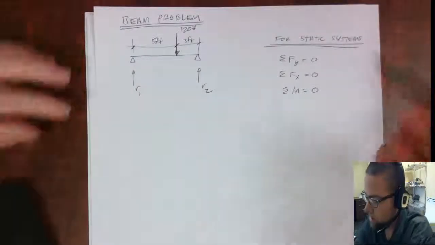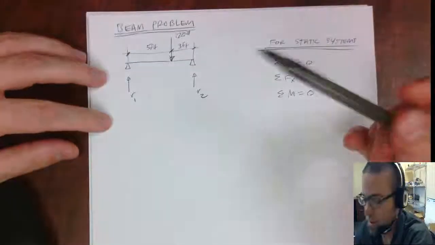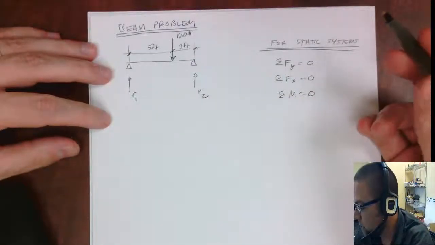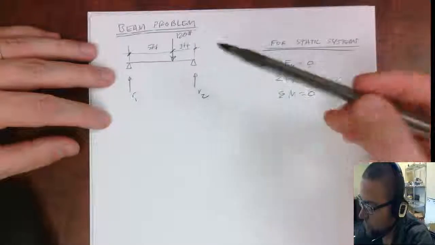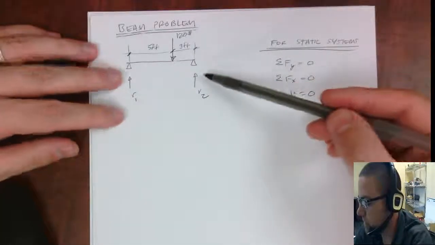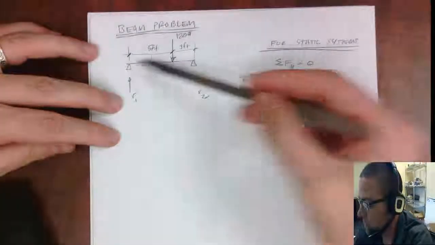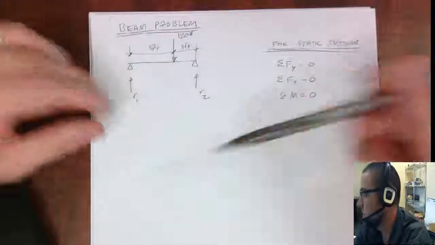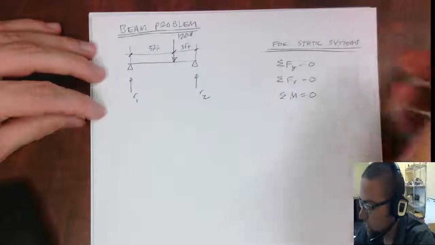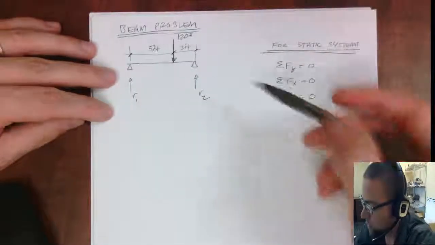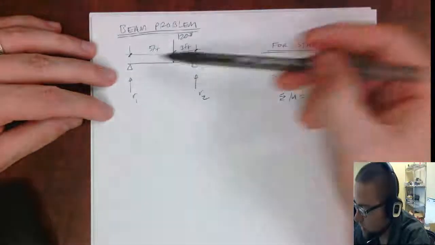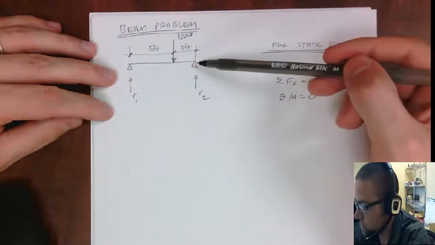Okay, I was an engineer for 8 years before becoming a teacher, and this is the kind of problem that I did pretty much every day as an engineer, figuring out what the different reactions would be given a certain beam. A beam is just something that supports weight, and you see them in buildings and bridges and all sorts of stuff. So the reactions that I want to find here are the reaction at this support and the reaction at that support.